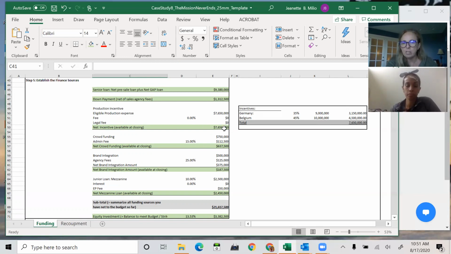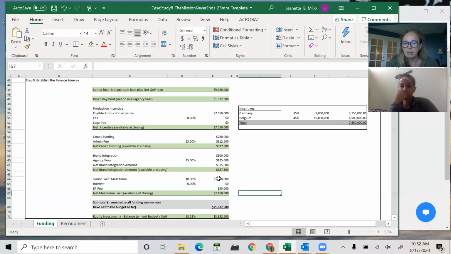We're not paying any fees because Belgium and Germany will release the funds to us without us having to get a loan for them. That's why nothing is deducted. Crowdfunding, we know we're getting 750. We have to pay the fee, of course, and we're deducting the fee. Brand integration, same thing. We're told we're getting 500,000. We're deducting the fee, and we're getting 375,000. But the brand integration person says, I'm not giving you 100% upfront. I'm only giving you 50%. So that's why we have 187,500.